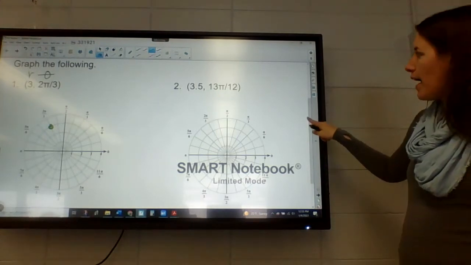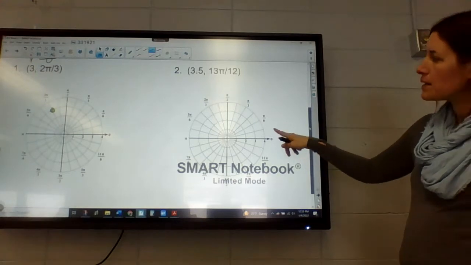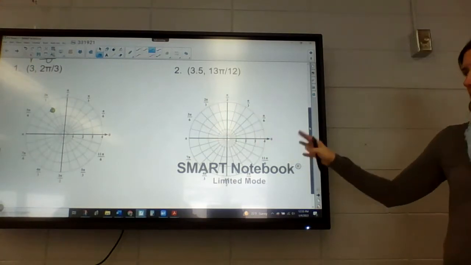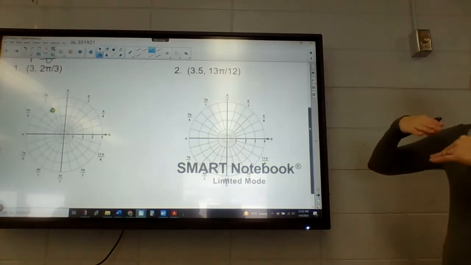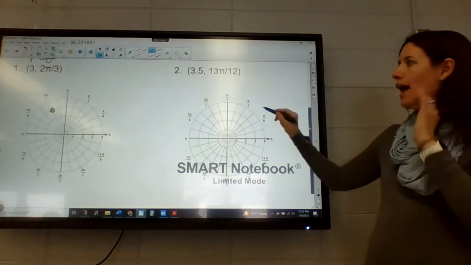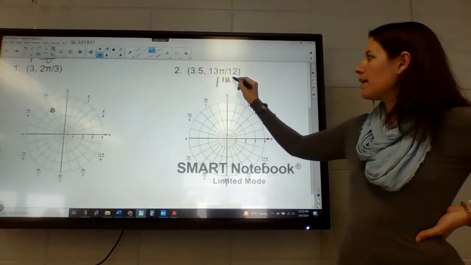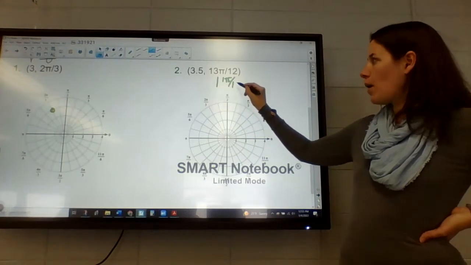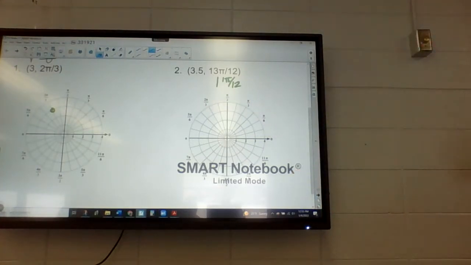Then 3.5, and then 13 pi over 12. If you notice, they tell us pi over 6s and pi over 3, so pi over 12 is going to be half of pi over 6. So 13 pi over 12, if it's helpful, it might be worth thinking about as 1 pi and 1 pi over 12, because it's 1 more than a full 12 pi over 12. That makes sense?